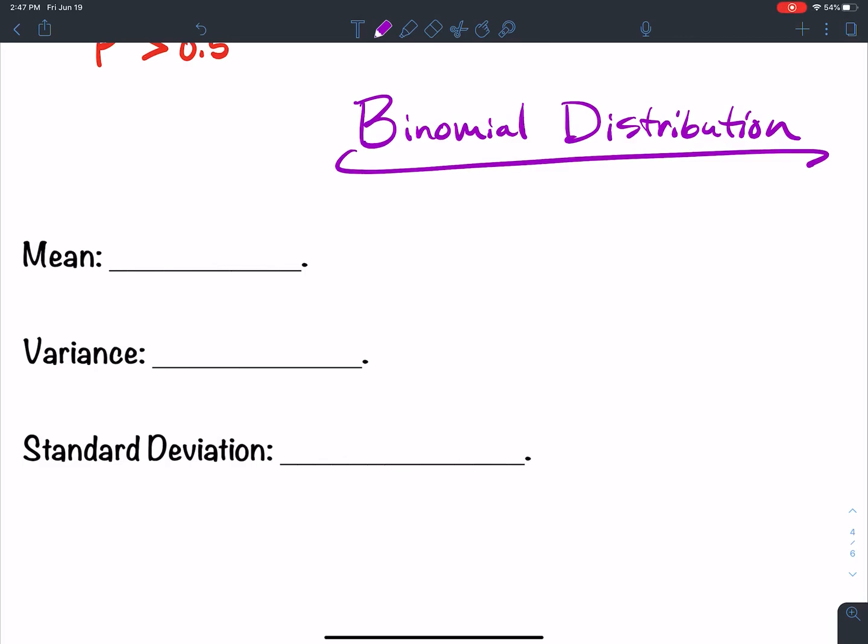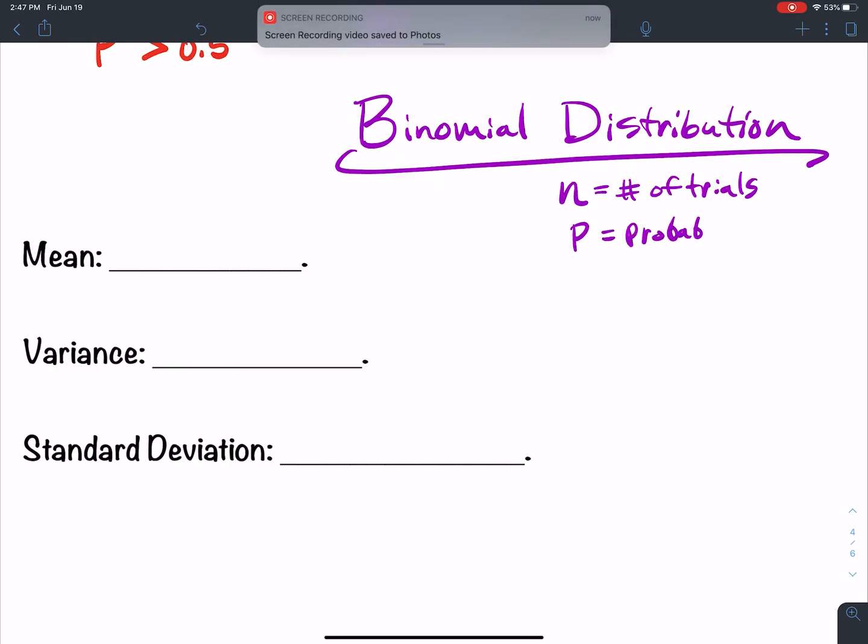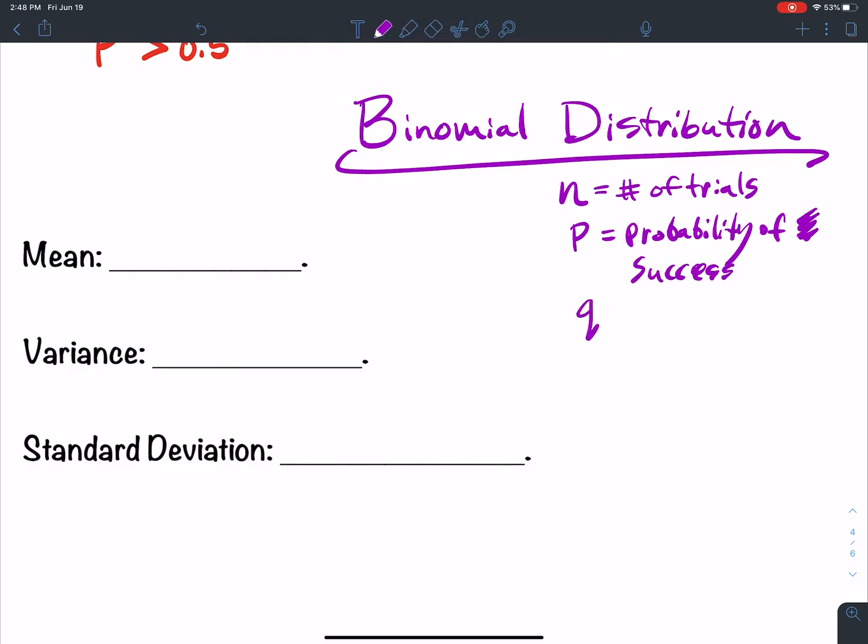For a binomial distribution, n is the number of trials, p is the probability of success, and q is the probability of failure. Then to calculate the mean, mu, we literally take the number of trials multiplied by the probability of success. And that's it, okay? That is it.